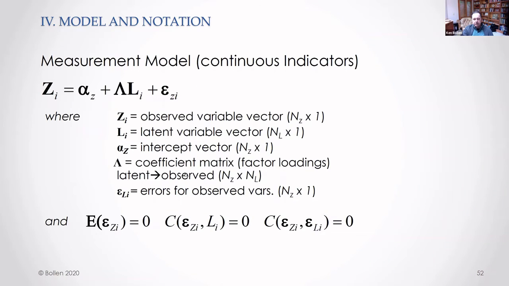For the measurement model, we're again assuming the mean of these errors for the measurement equation is also 0. We're also assuming that this error term is uncorrelated with these explanatory variables. The explanatory variables are these factors or latent variables. So the covariance of epsilon z with Li is 0. This is again a regression-like assumption, assuming that the error term is uncorrelated with the explanatory variables. And then we're assuming that the errors from the measurement model and from the latent variable model are uncorrelated.